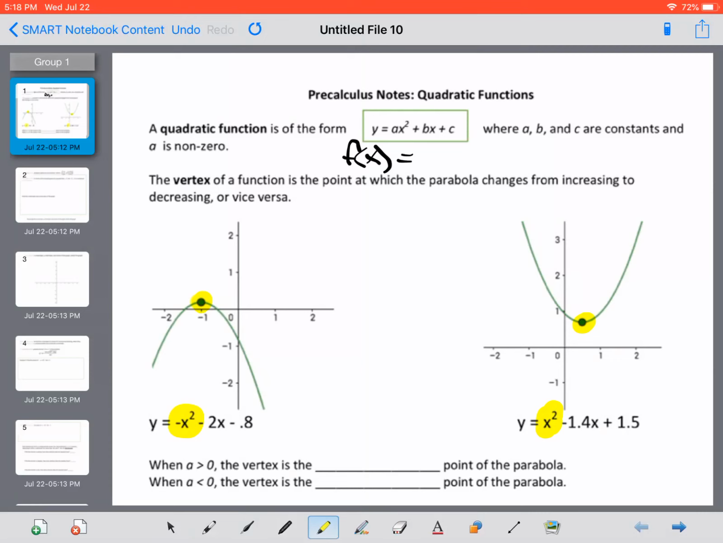If your leading coefficient is positive, if a is positive, then it's going to be a U-shaped graph, and the vertex is going to be the lowest point on the parabola. In other words, it's the minimum point on your graph. When a is negative, when your leading coefficient is negative, like in our first graph, it's more of an N-shaped graph, and so the vertex ends up being the highest point, or the maximum point, on the parabola. This can be really useful to know when we're trying to get a sketch of what the graphs of these functions look like.